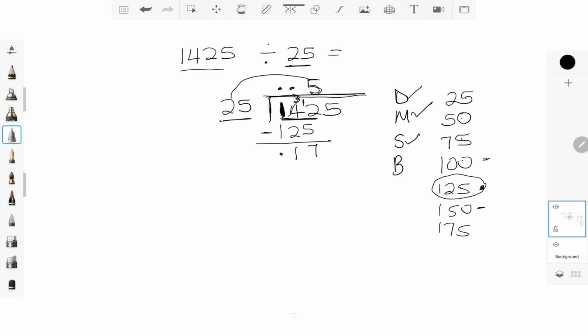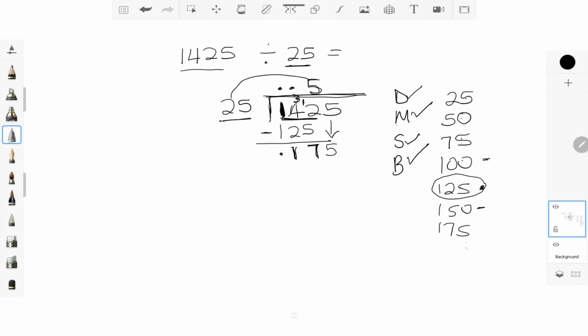Now, am I done with all the numbers? I'm done with the 1, I'm done with the 4, I'm done with the 2. But there's a 5. So what do I do with that 5? I bring it down. Right, that's when I tick off the B. I bring it down. When I bring it down, I'm creating a bigger number. So now I create the number 175.